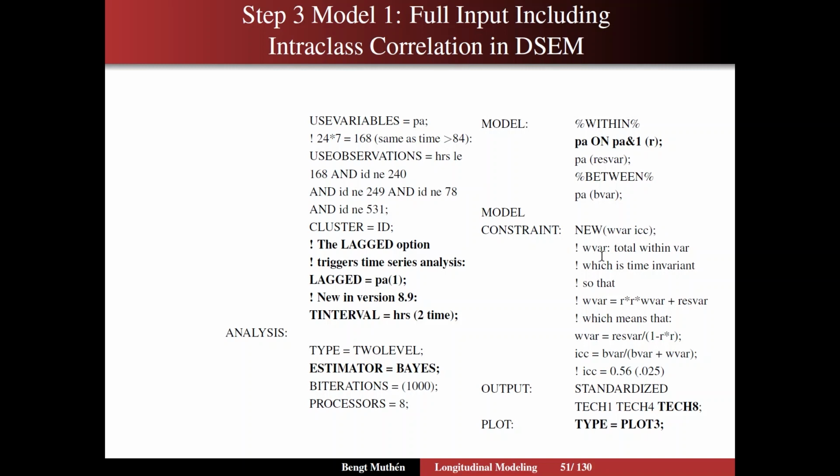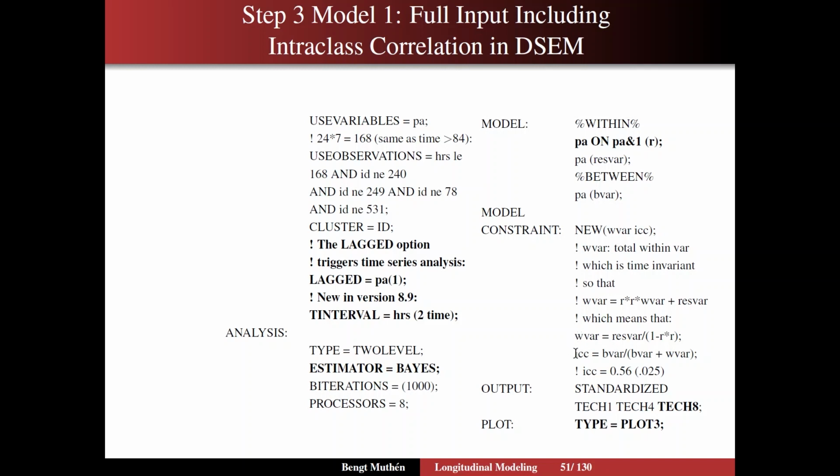So within variance is the total within variance, which is time invariant under stationarity, and that is equal to the square of the autoregressive coefficient, this is what we called beta before, times the same thing, that doesn't change from the 2 time points, plus the residual variance, which means that this is equal to the residual variance, what we called theta before, divided by 1 minus the square of the autoregressive coefficient, which we called beta before. So that's the total within variation.